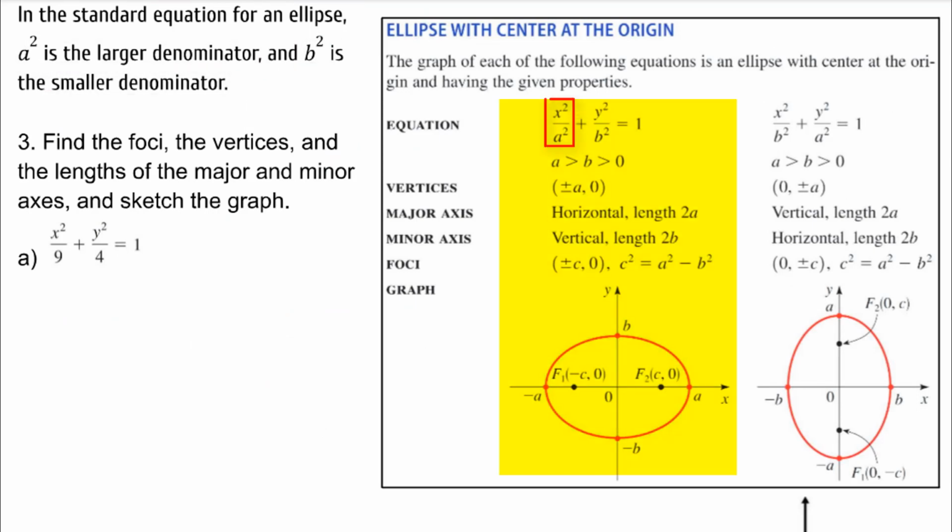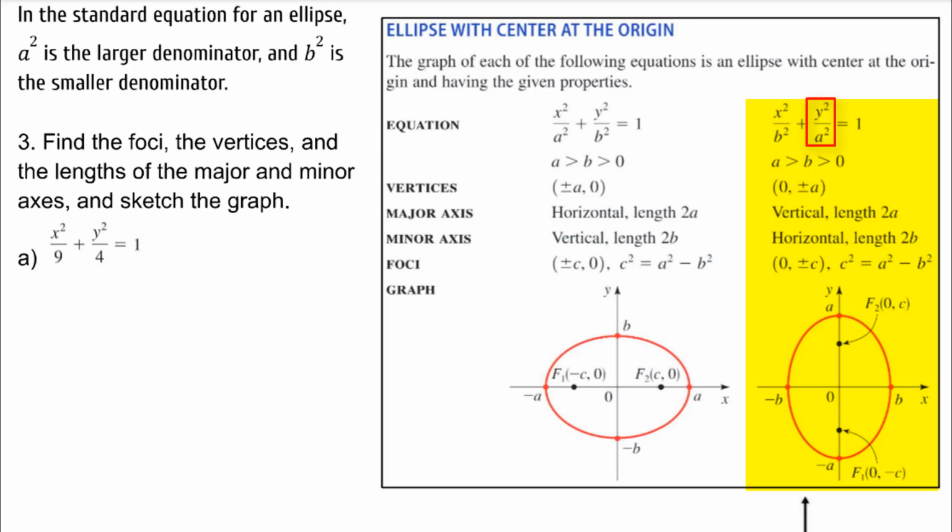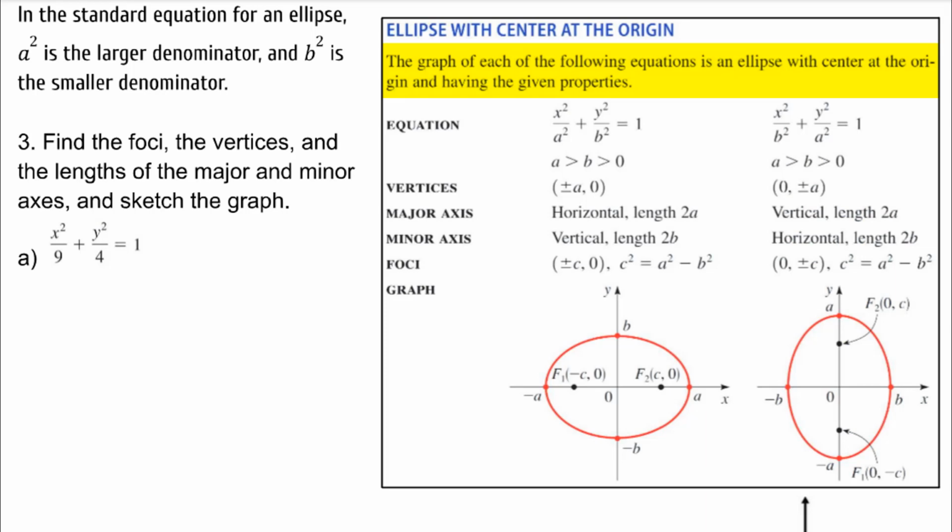If the larger denominator a squared is the denominator of x squared, then you will have a horizontal ellipse. If the larger denominator a squared is the denominator of y squared, then you will have a vertical ellipse. The graph of each of the following equations is an ellipse with center at the origin and having the given properties. The vertices and foci lie on the major axis.